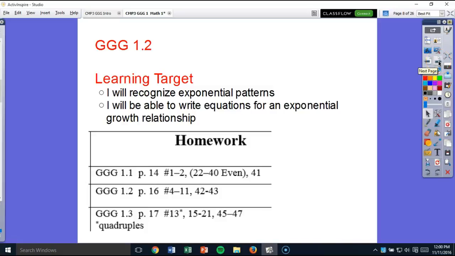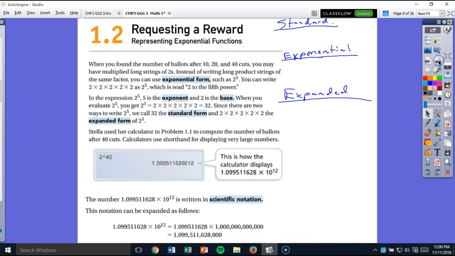Welcome everyone to Growing 1.2. Our learning target for this lesson is to be able to recognize exponential patterns and be able to write equations for exponential growth relationships. The homework assignment that goes with 1.2 is questions 4 through 11 and 42 and 43.